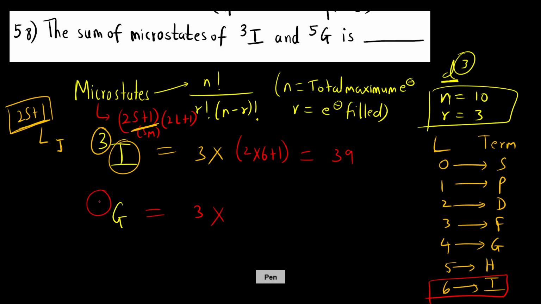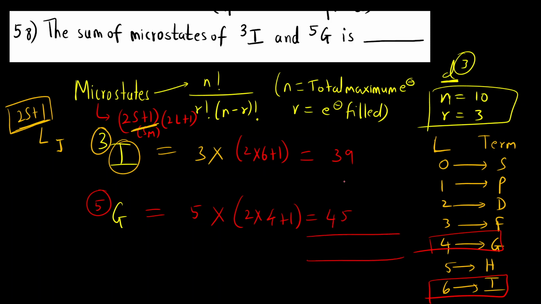Sorry, this is 5G. 5 into 2 into, for G it is 4. 2 into 4 plus 1. This is going to be how much? 2 4s are 8 plus 1, 9. 5 9s are 45. Sum means add both of them: 9 plus 5 is 14, plus 4 is 18... 3, 4, 5, 6, 7 and 8. Correct answer is 84.